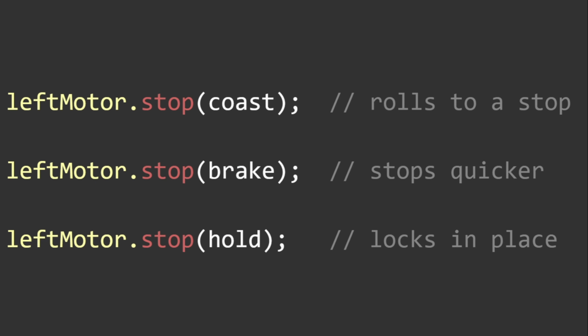There are different ways the robot can stop depending on the braking type. Coast lets the motor roll to a stop naturally. Brake slows it down faster by resisting motion. And hold locks the motor in place and keeps it from moving. To stop it, you can do one of these.